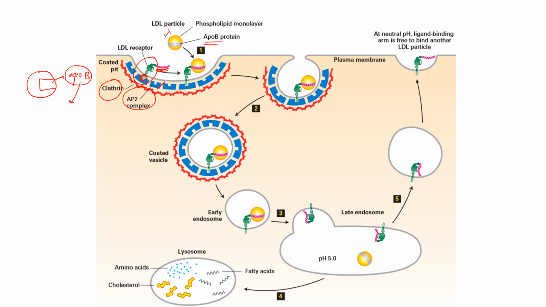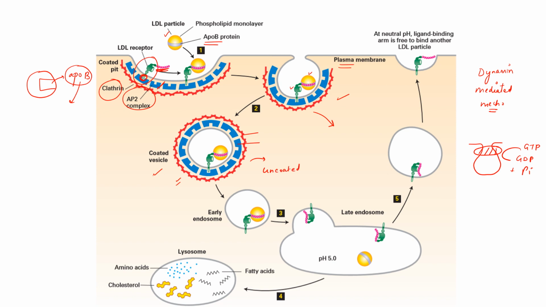Before formation of coated vesicle which contains clathrin and AP2 complex, the clathrin coated pits which contain LDL receptor and LDL molecule are pinched off from the plasma membrane via a dynamin mediated mechanism. In this mechanism, here we have the coated pit, and here we have dynamin protein which hydrolyzes GTP into GDP and leads to release of the vesicle from the membrane. This coated vesicle now releases its coat and becomes an uncoated endocytic vesicle.